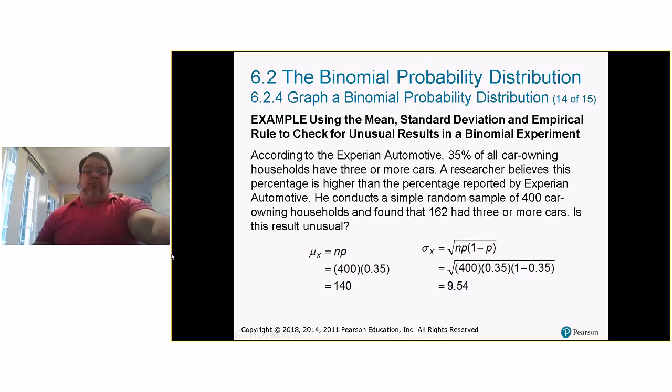Okay, according to Experian, 35% of all cars. Let's write this down. Okay, we did the first part. 35% of 400 is 140, and the square root of npq is 9.54. Then he conducts a random sample of 400 car-owning households and found that 162 had 3 or more cars. Is this result unusual? Well, you would draw this out.